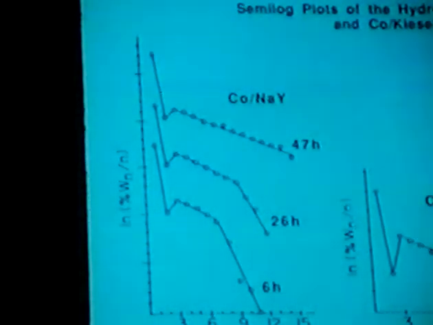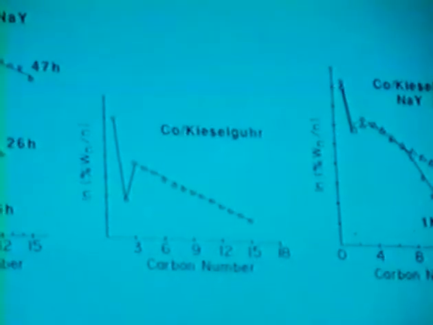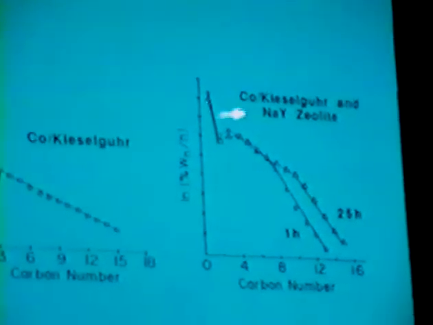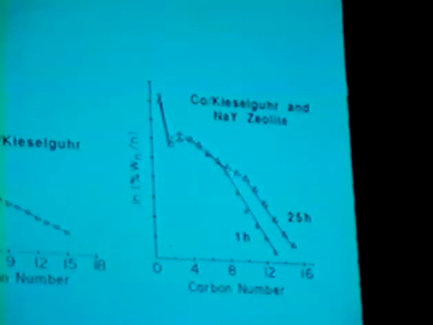Of course, we know that we get that Anderson-Schultz-Flory behavior in cobalt-kieselguhr, but Baird showed that by physically mixing cobalt-kieselguhr and sodium Y zeolite, he could mimic the shape selective effect if he only ran for 1 or 25 hours. In other words, what I'm saying is most of or in fact all of the previous studies that I'm aware of in which people reported cutoffs in the product distribution were probably due to artifacts, because they simply didn't wait long enough for the higher molecular weight products to fill the pores of the zeolite and come to steady state.